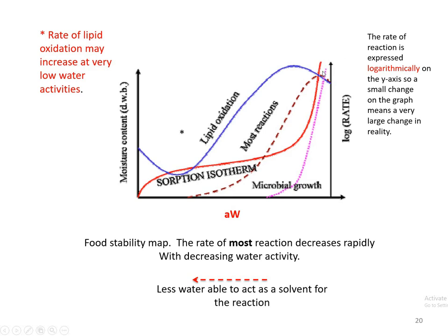In many cases, microbial growth and most chemical reactions, except for lipid oxidation, something is very peculiar about lipid oxidation. But for most reactions, the rate decreases rapidly with decreasing water activity. We are moving from the right to the left. So the lower the water activity, the lower the rate of the reaction. Except for lipid oxidation, where at low water activity, lipid oxidation tends to be high. Very strange, huh? You're going to learn why in food chemistry.